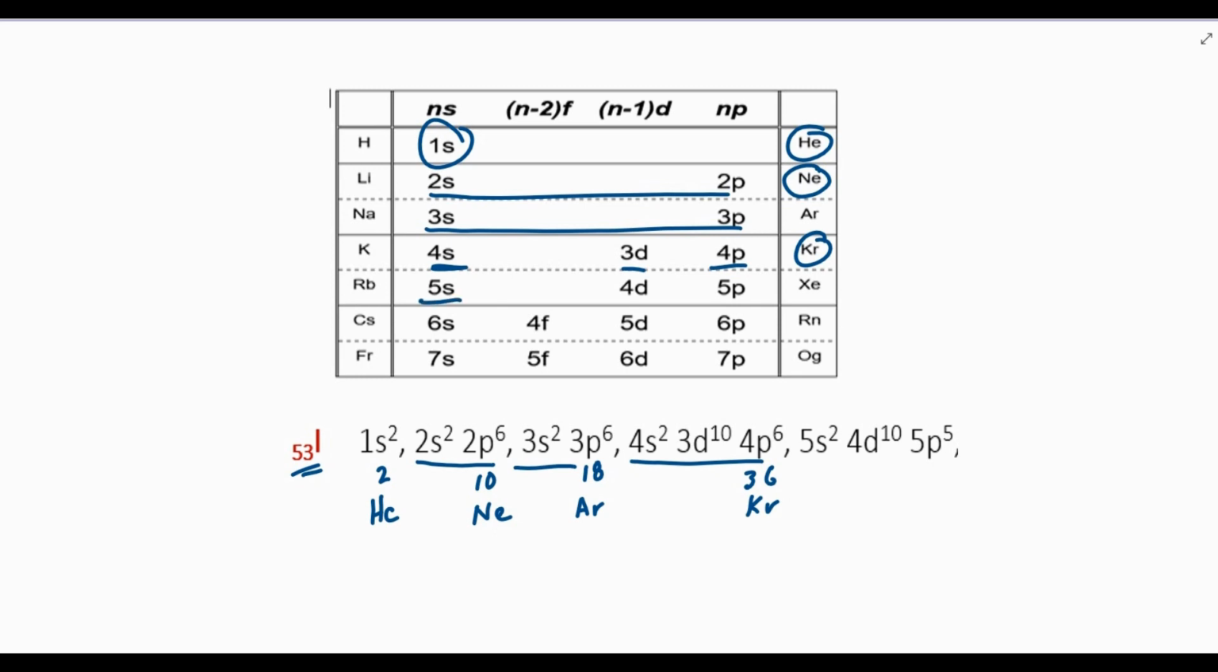That'd be 5s2, 4d10, 5p6. If this was a 6, there would be another 18. That would be 54. We want 53, so let's take one away. Make that a 53, and that's why that's 5p5. That's 53, and that's iodine.